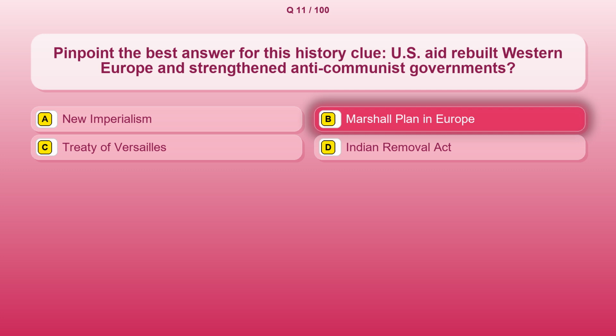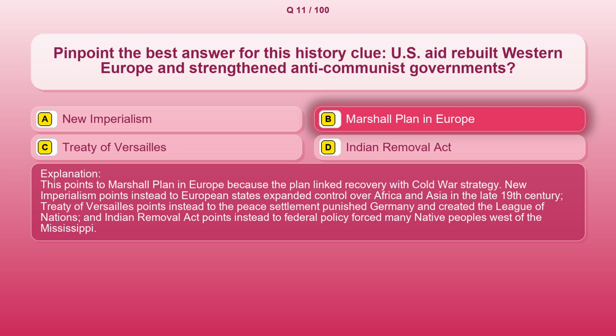The correct answer is option B, Marshall Plan in Europe. This points to Marshall Plan in Europe because the plan linked recovery with Cold War strategy. New imperialism points instead to European states' expanded control over Africa and Asia in the late 19th century.